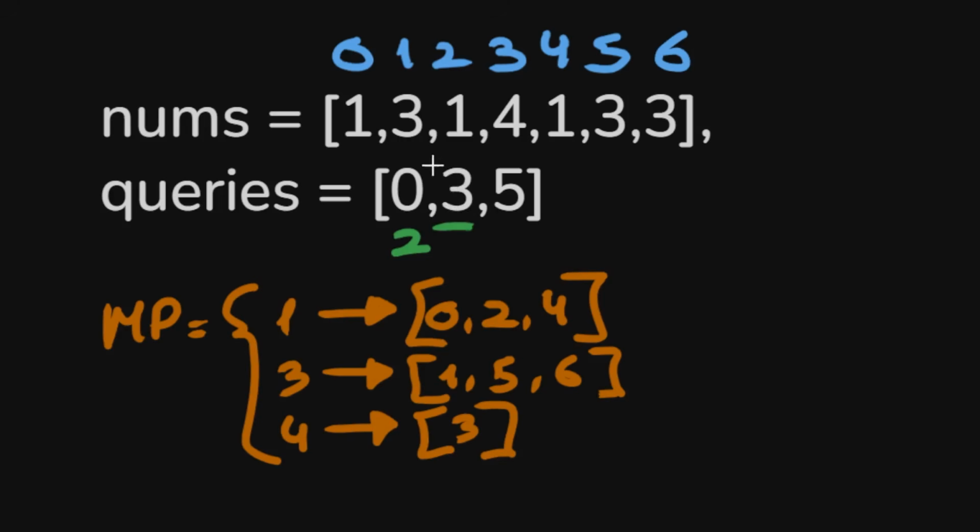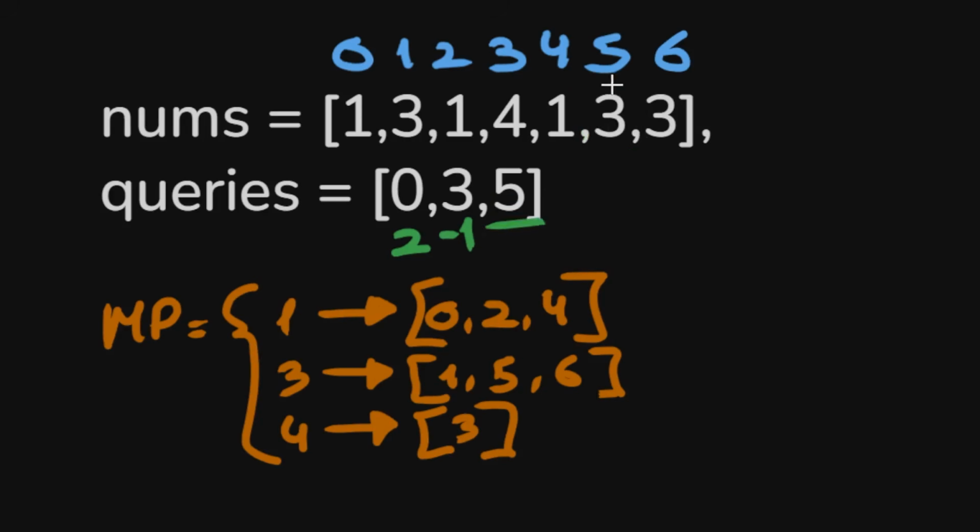Now let's continue with the next query. The number is 3, so we're looking at this index which corresponds to number 4. If we go to our map at 4, we have only one 4 at index 3. And given that we need at least 2 elements, the result of this query is minus 1.